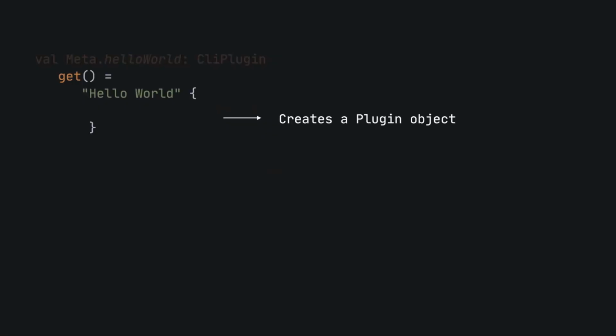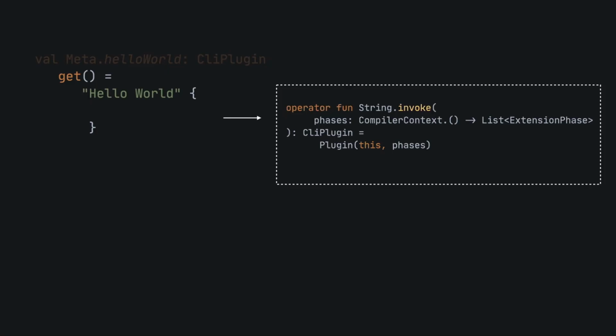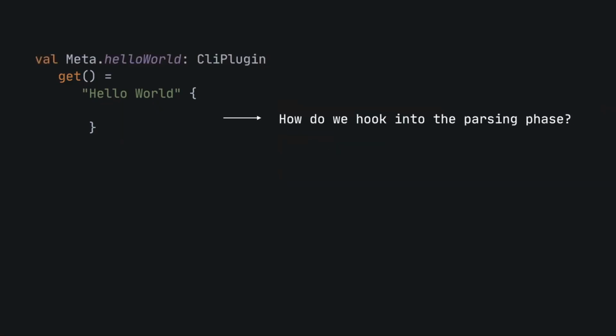To do that, I'm going to do it like this. I'm going to say hello world, which is going to be the name of my plugin. When I do this, what happens internally is that it calls an operator on a string, which creates this plugin object for me. This allows you to create your plugin in a nice DSL manner. So the first parameter, hello world, is the name of my plugin, and then inside of the lambda block, I have the logic of my plugin.